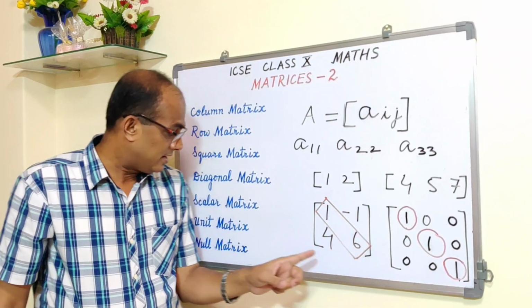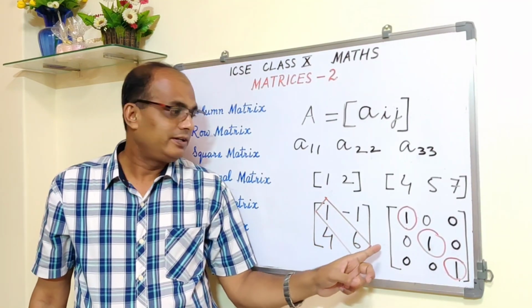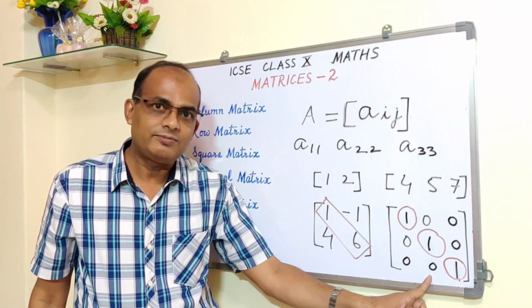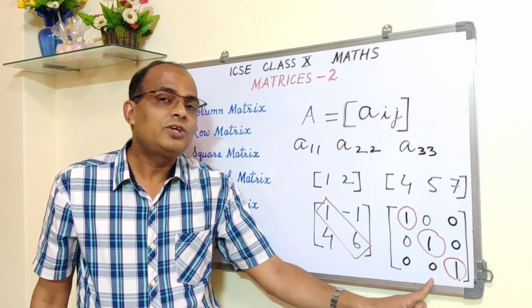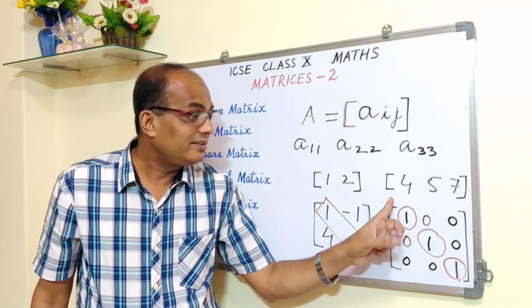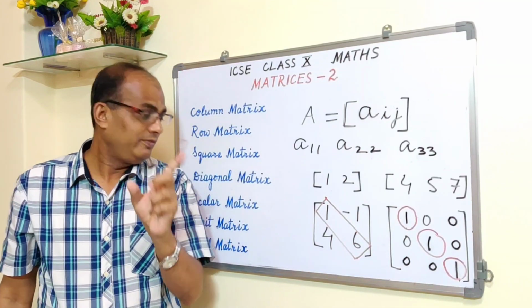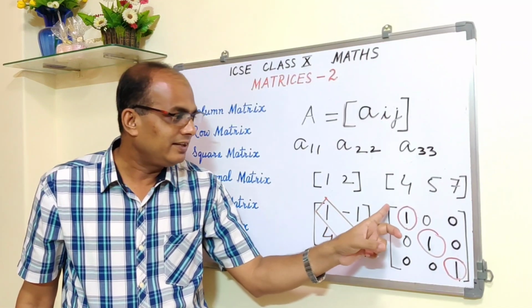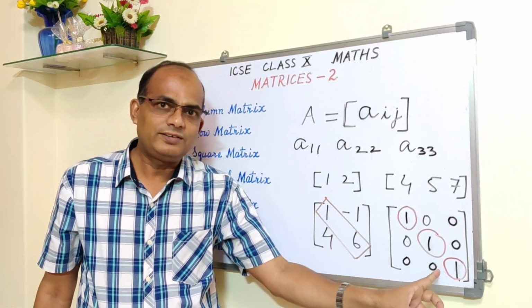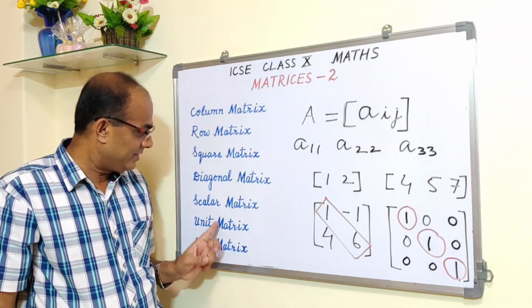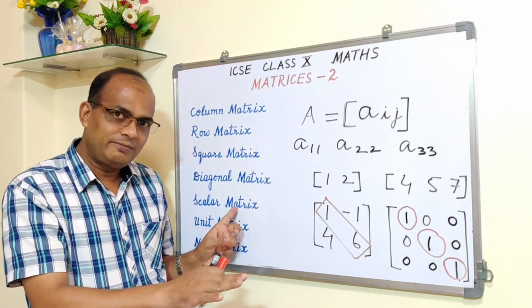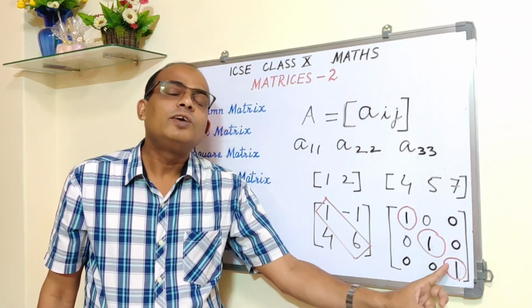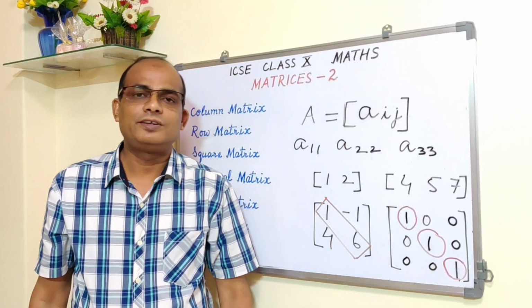And if you are defining a unit matrix in terms of a scalar matrix, then you will say that a unit matrix or identity matrix is a scalar matrix in which each diagonal element is 1. When we say scalar matrix, it goes without saying that the elements are the same, only then it is a scalar matrix. So a unit matrix is a scalar matrix in which each diagonal element is 1.